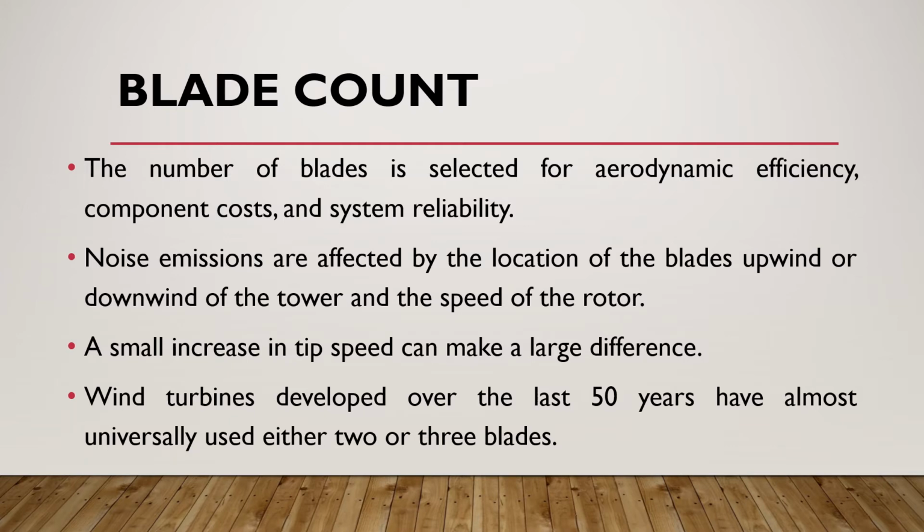The number of blades is selected for aerodynamic efficiency, components cost, and system reliability. Noise emissions are affected by the location of the blades upwind or downwind of the tower and the speed of the rotor. A small increase in tip speed can make a large difference. Wind turbines developed over the last 50 years have almost universally used either two or three blades.